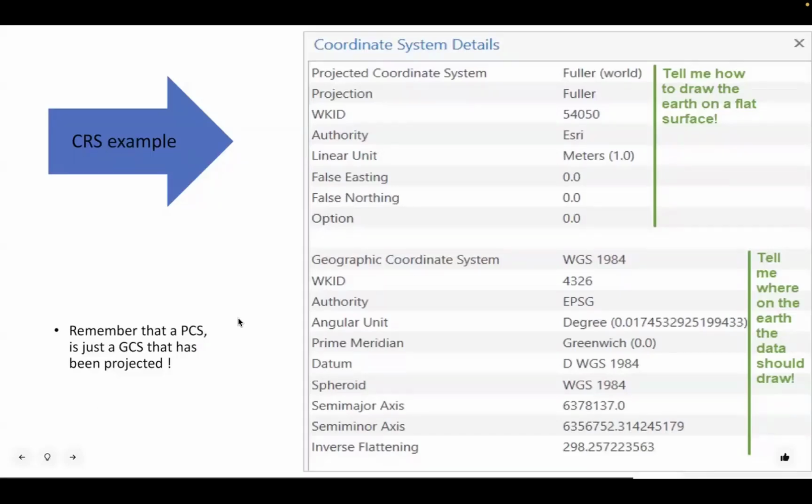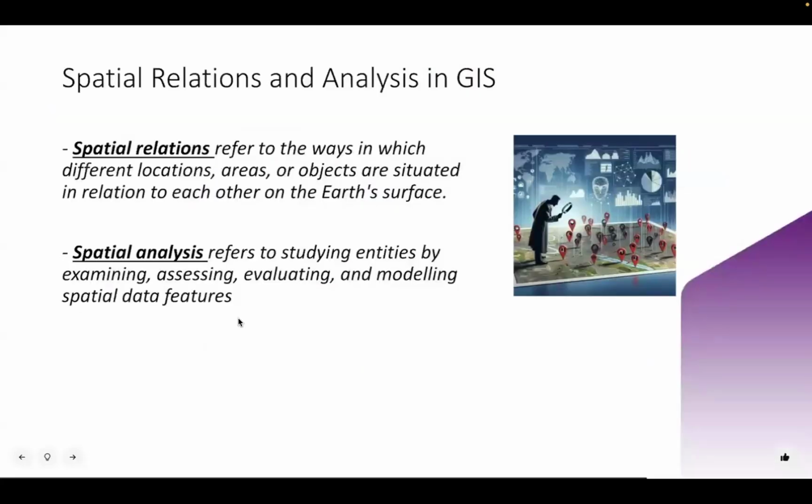All right, we're going to move on to looking at our spatial relations and analysis in GIS. So spatial relations refer to the ways in which different locations, areas, or objects are situated in relation to each other on the Earth's surface. So this brings us back to our reference maps, right? And then we have our spatial analysis, and this refers to studying entities by examining, accessing, modeling, and evaluating all those spatial data features. And this brings us back to our thematic maps.